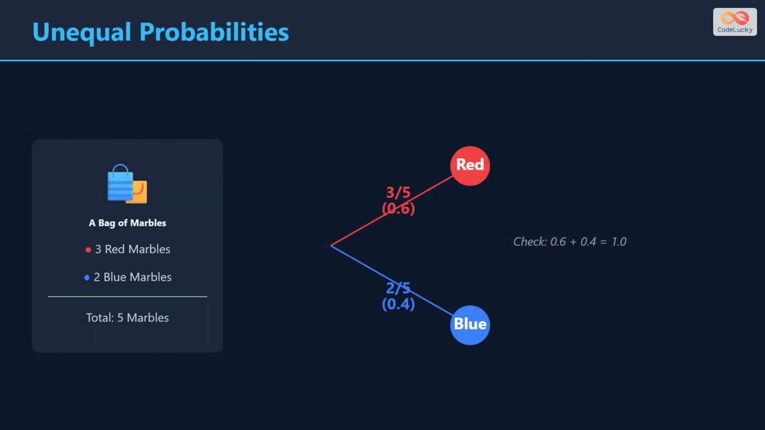Not every event is 50-50. Consider a bag with 3 red marbles and 2 blue marbles. If we pick one, the chance of red is 3 out of 5, or 0.6. The chance of blue is 2 out of 5, or 0.4. In a tree diagram, the branches don't have to be equal. They just have to represent the true probability of that specific choice. Note that the branches from any single node always add up to 1.